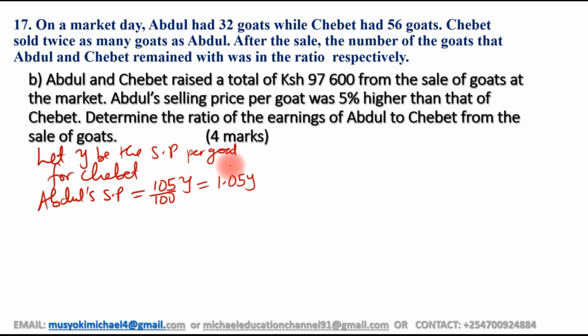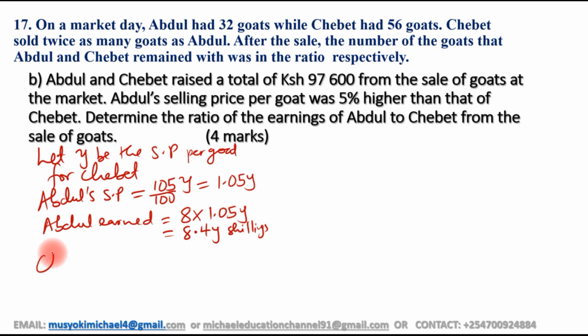So we need to know what Abdul actually earned after selling the 8 goats. So Abdul earned 8 times, since he sold 8 goats, the price for each goat, 1.05y, which is 8.4y shillings.